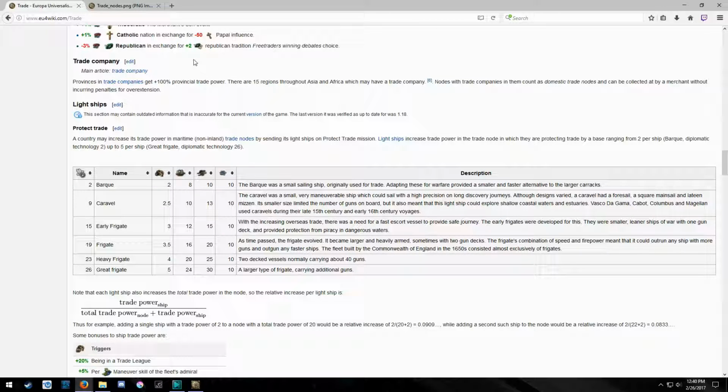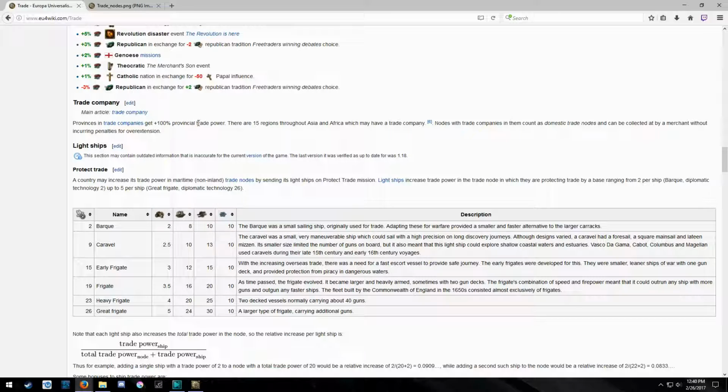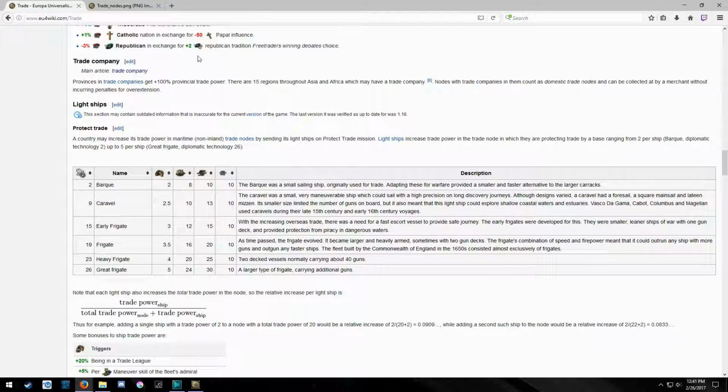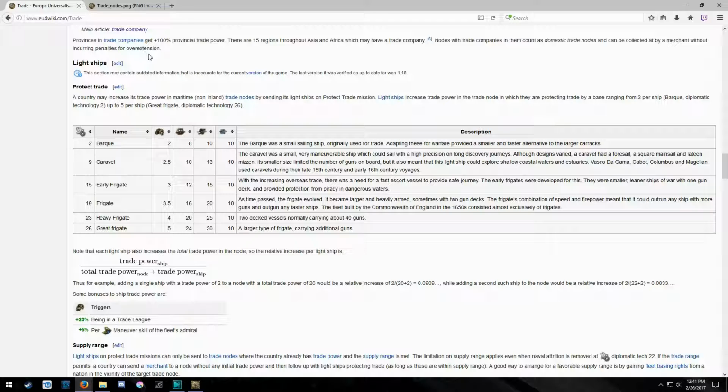And then there are trade companies, which apply more towards the middle game, where colonialism has begun. Okay, there are trade companies, but it is a DLC expansion type thing. We'll get to it when we get to that, which is in Wealth of Nations. We'll discuss that. Light ships is another dynamic thing you can apply towards a node.